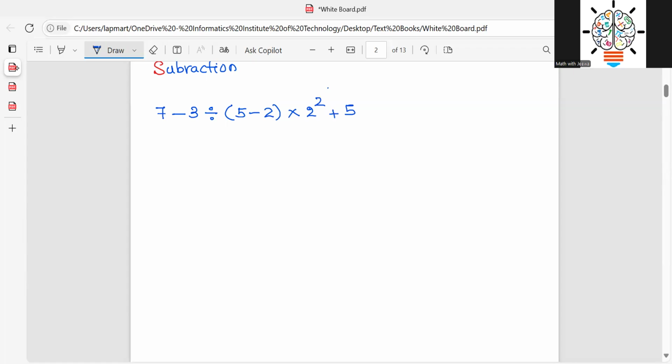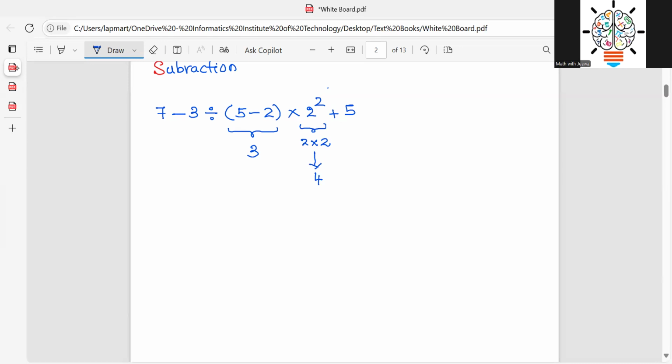The bracket, no? Okay, I'll move to the bracket. Now inside the bracket, I can see the subtraction, so I just do it: 5 minus 2, it is 3. Then I want to go to the index, that here, that you get the answer. 2 times 2, the answer is 4, right? The answer is 4.